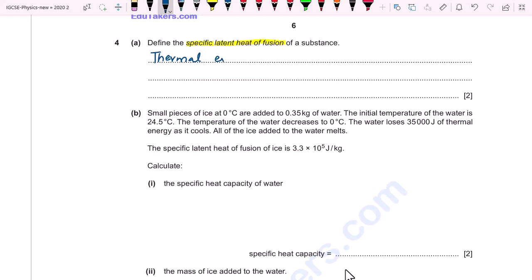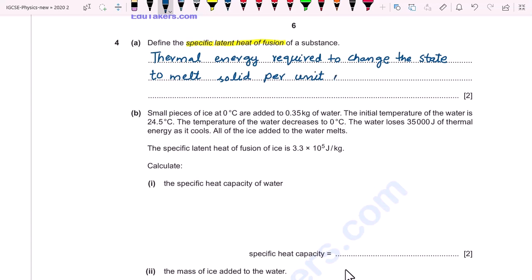thermal energy required to change the state to melt solid per unit mass.